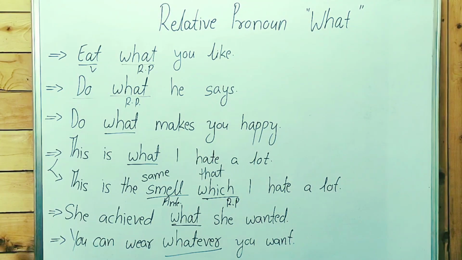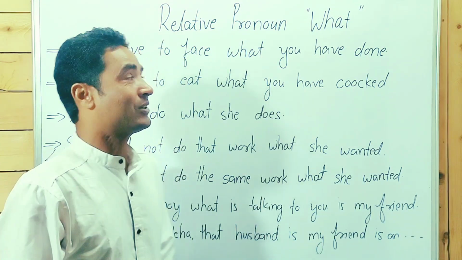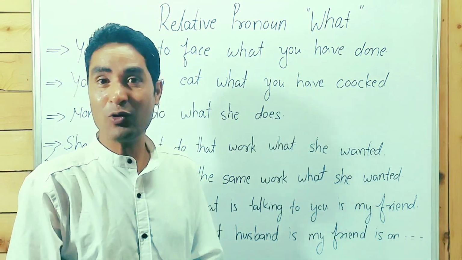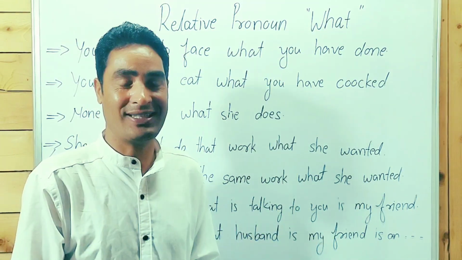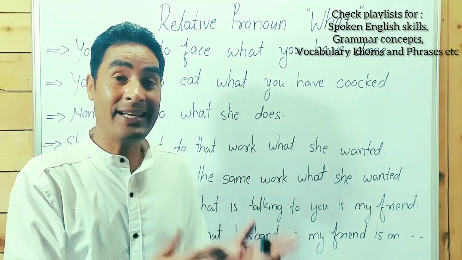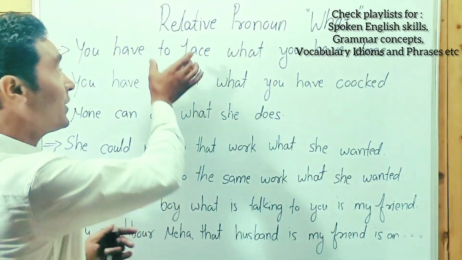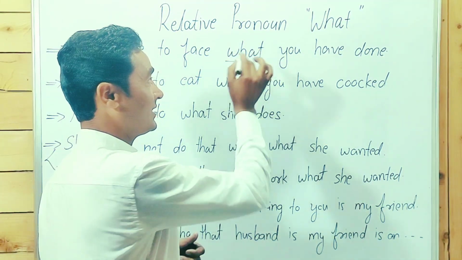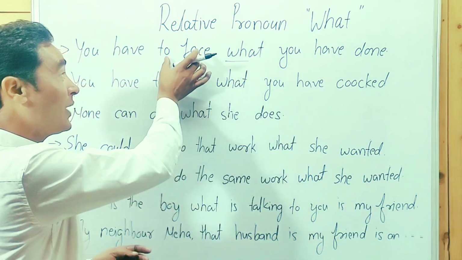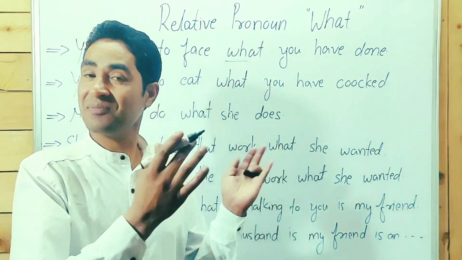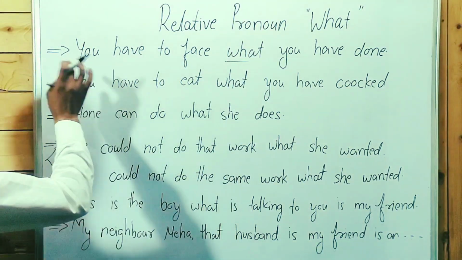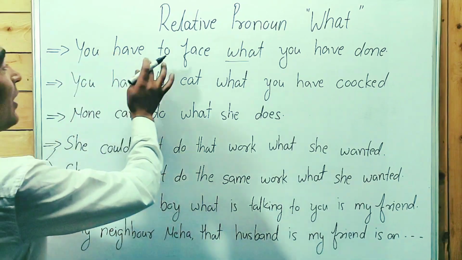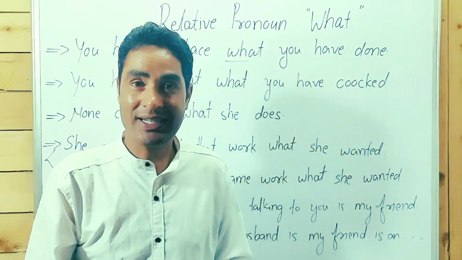If you want to take a screenshot and note, you can. Have a look. Here are some examples. You have to face what you have done. We don't know what you have done, but you have to face it. The thing which was done by you has not been mentioned in this sentence. That's why we use the relative pronoun what. If the noun has been mentioned over here, in this case we use which. As you know, we use which for non-human beings, objects or things.